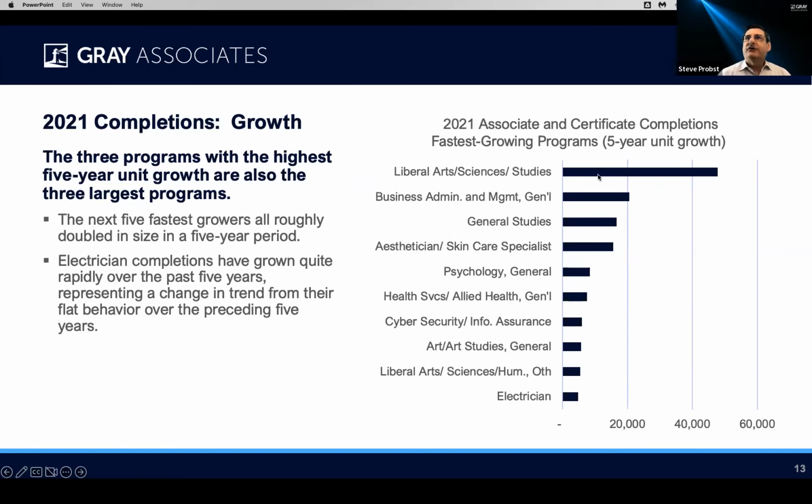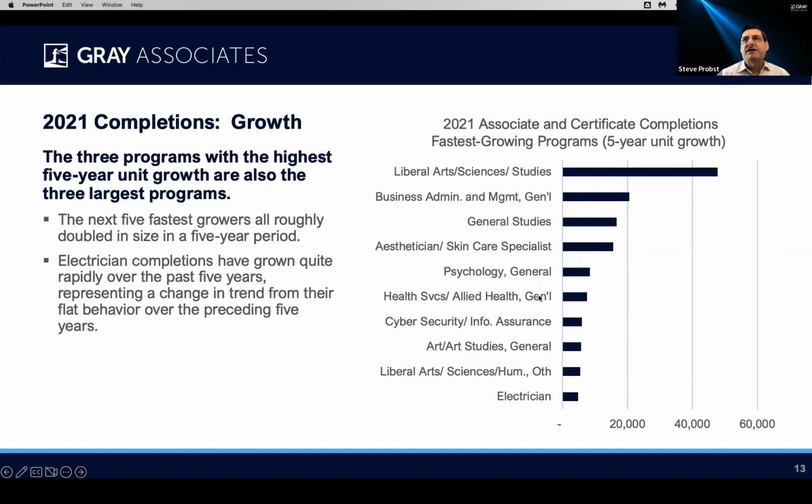If you look at these, the first thing, the top 3, liberal arts, sciences and studies, business and general studies, they're also the 3 biggest programs. So the most absolute growth is also associated with the programs that are already big. When you get below those 3 to the next 5, the story here is these have all roughly doubled in size over the last 5 years in terms of reported completions.